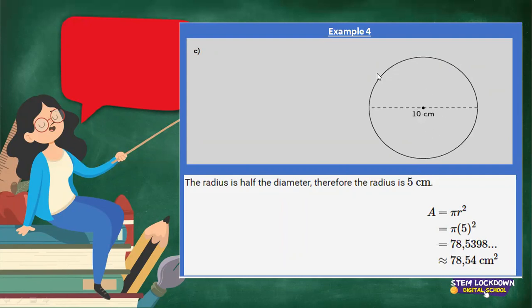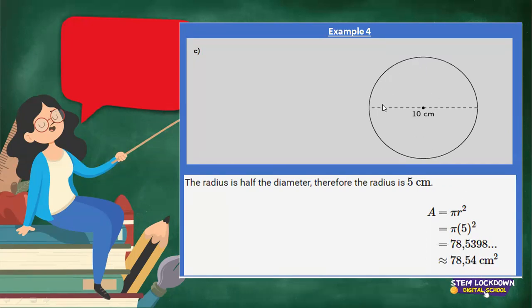Our radius is 5. So to find the area, we say the area is pi r squared. So pi times 5 squared on your calculator will give you 78.5398. Round this up to 78.54. When the number is more than 4, you round it up. Round it up means you add 1 to the preceding digit. So 78.54 centimeters squared is the area of this circle.